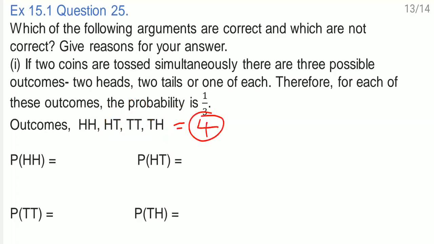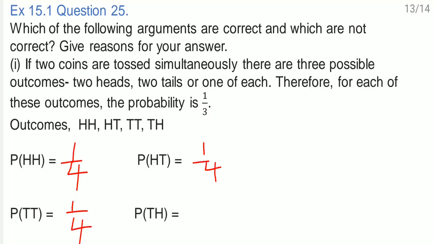Now you see, the probability of getting two heads is 1 by 4. The probability of getting head and tail is also 1 by 4. Getting two tails is 1 by 4 and getting tail and head is 1 by 4. So our probability is 1 by 4, but they are saying 1 by 3. So their statement is wrong. It is not the correct one.